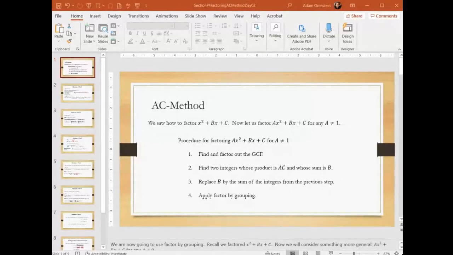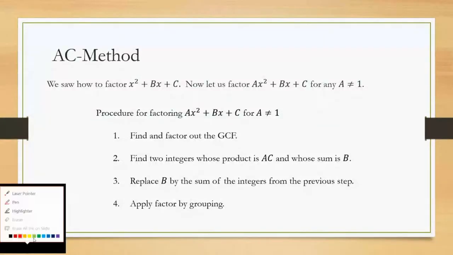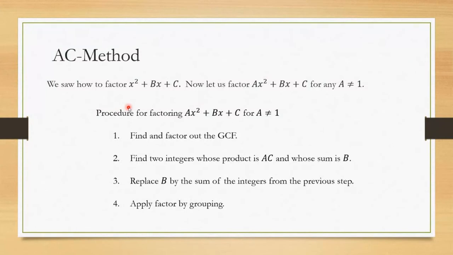So again, this is the worksheet. This is just a reminder of the method that we're doing called the AC method. Here, remember, we already know how to factor this. But the question is, how do we factor this here, which is more general? Here the capital A, the leading coefficient, had to be 1. Here, it's not 1. It could be 1, but it doesn't have to be.